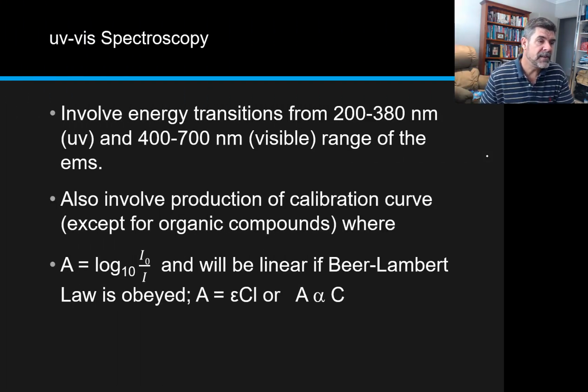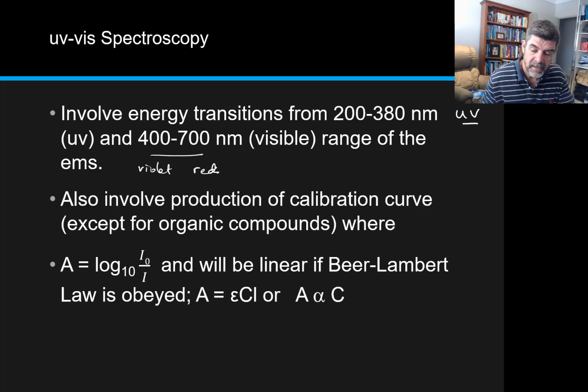Looking specifically at UV-vis, we are talking about energy transitions for the ultraviolet range of around 200 to 380 nanometres, and then from about 400 to 700 in the visible range, going from violet through to red. Sometimes we will be able to see the effects of this spectroscopy simply by looking at the colour of the solutions, and as we've talked about before, the colour of the flames. But sometimes the absorbance will happen in the ultraviolet, and so we'll need a different type of detector in order to determine what's actually going on.